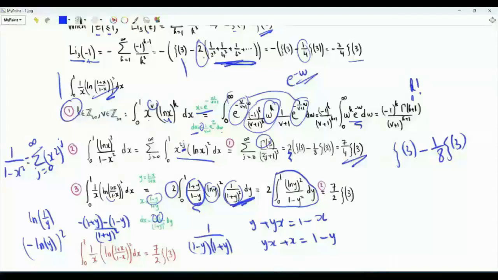We have here the integral in the second step, thereby indicating that our integral of interest is this times 2. 7 over 2 times zeta of 3.